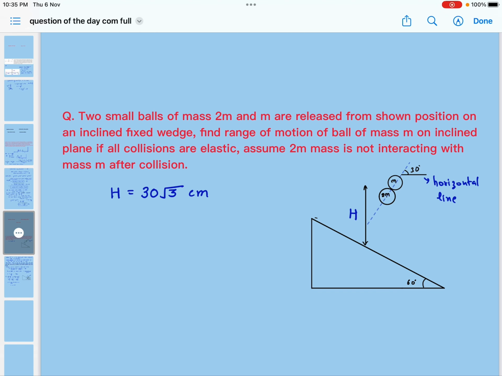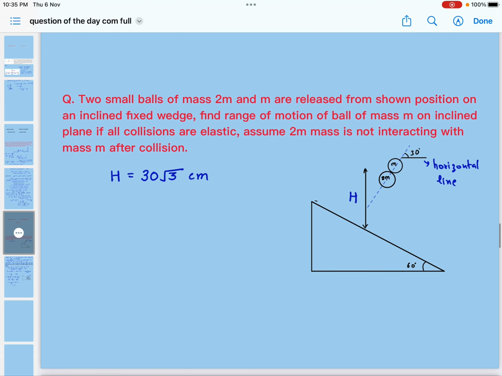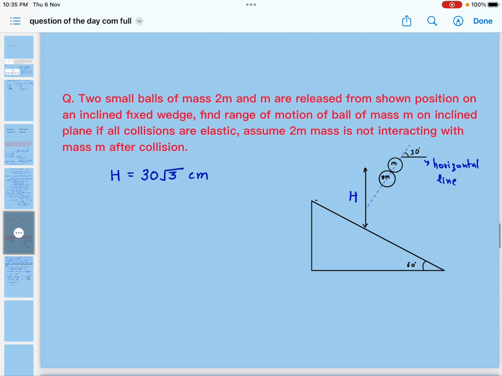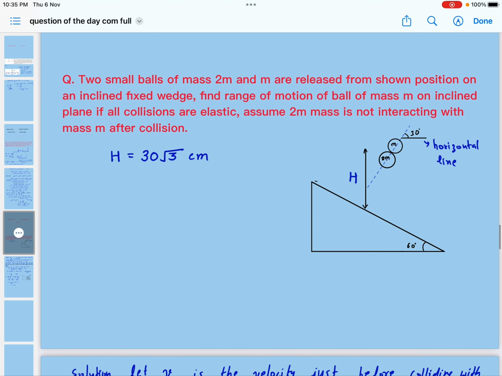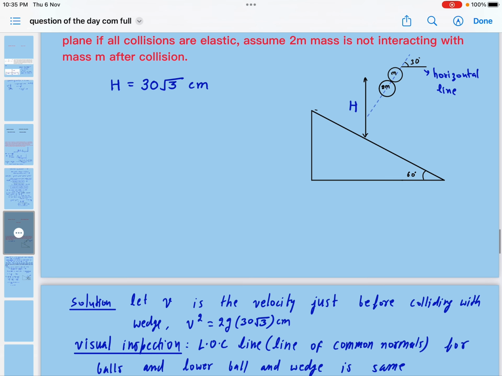Now pause your video here for 2 minutes and try to solve this question. You can take around 2 to 3 minutes. Some calculations are also there, so you can take 3.5 minutes for this question. Now let's see the solution part of it.